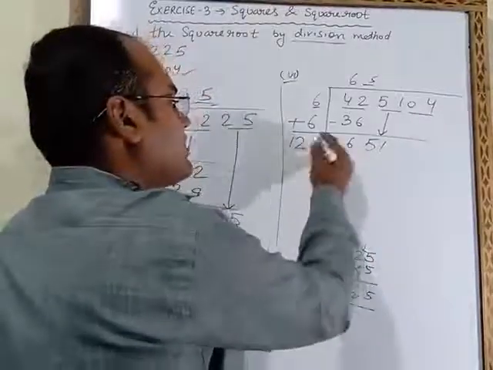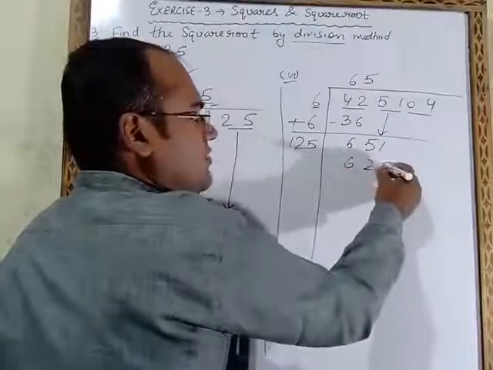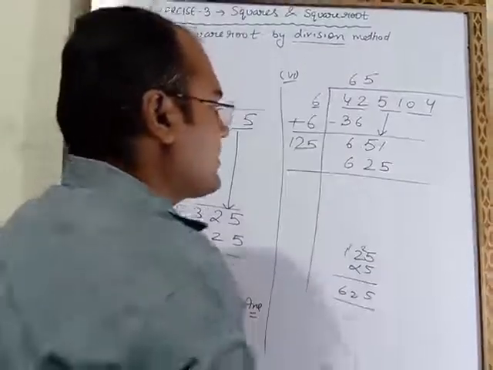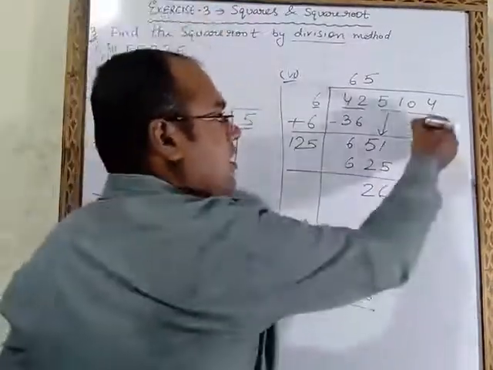So we will take this 5 only. So 125 times 5 is 625. Now what you have to do? You have to subtract these two numbers. On subtracting these two numbers, we will get 26.